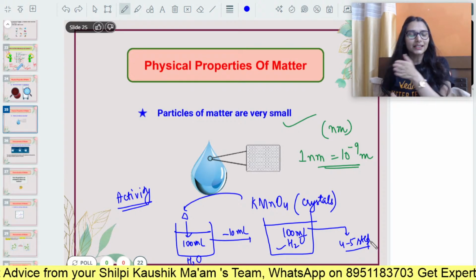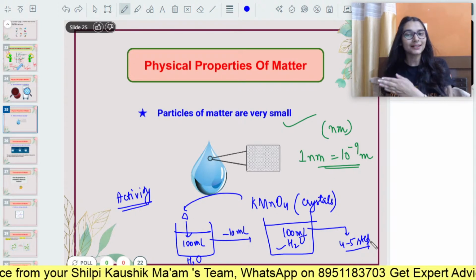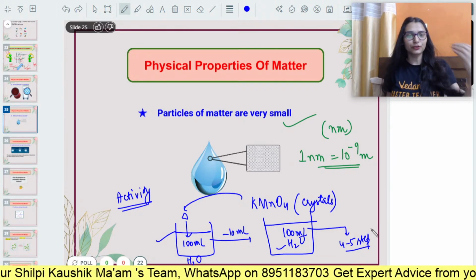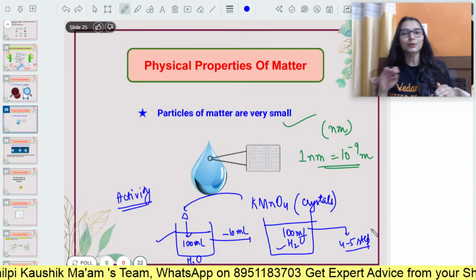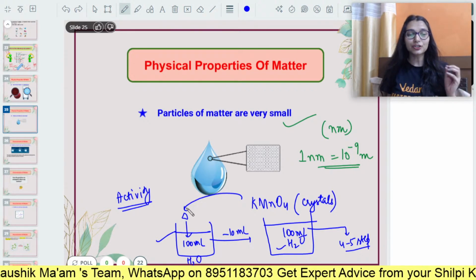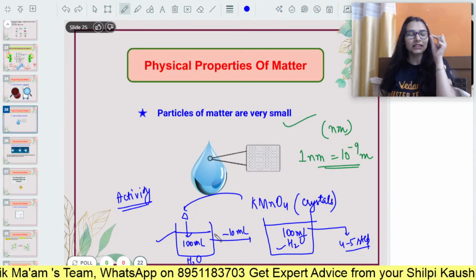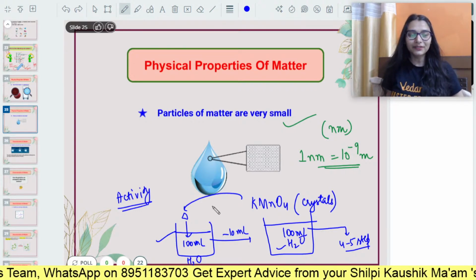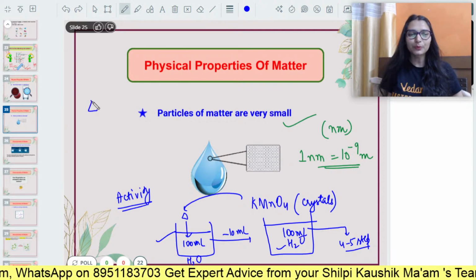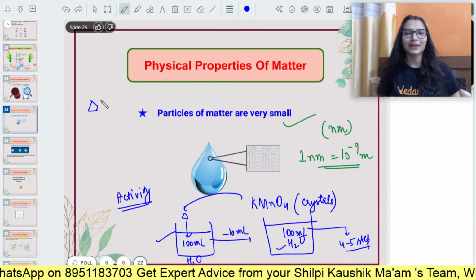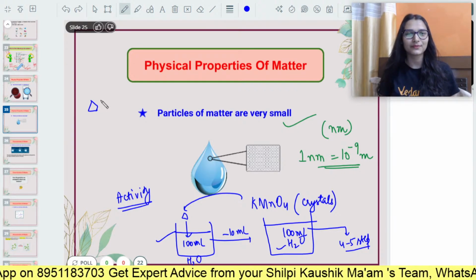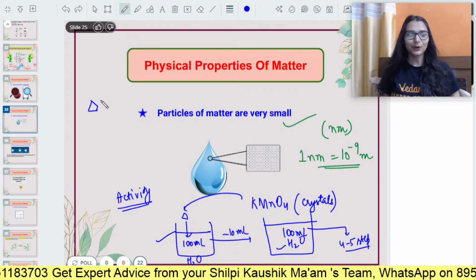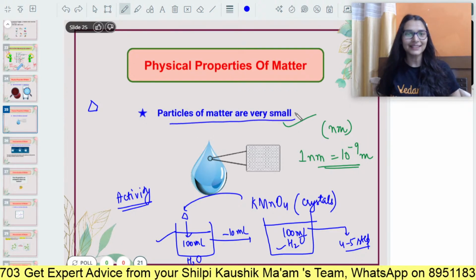Although the intensity will keep on changing, that will decrease. This first beaker is going to be dark purple, but by the time you reach the 6th or 7th beaker, the color will be lightened. But the fact is that just one crystal can give color to even 600-700 ml of water. So just think, how many particles would be there in one crystal of KMnO4? Millions of particles are there. Why? Because particles are very, very small.